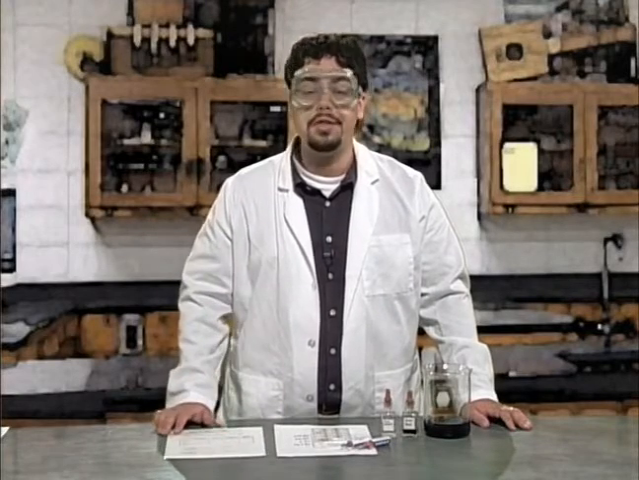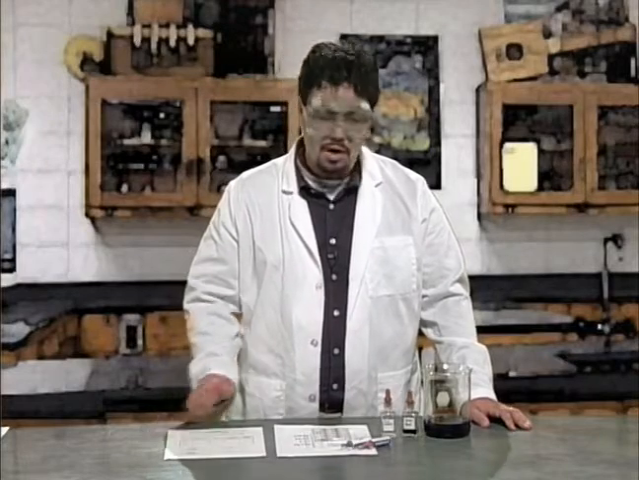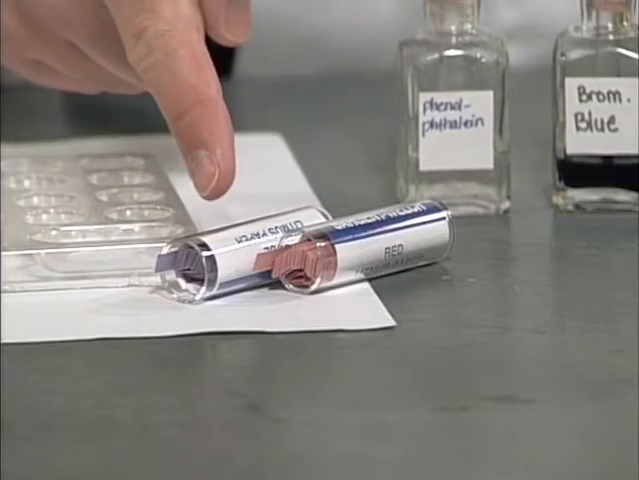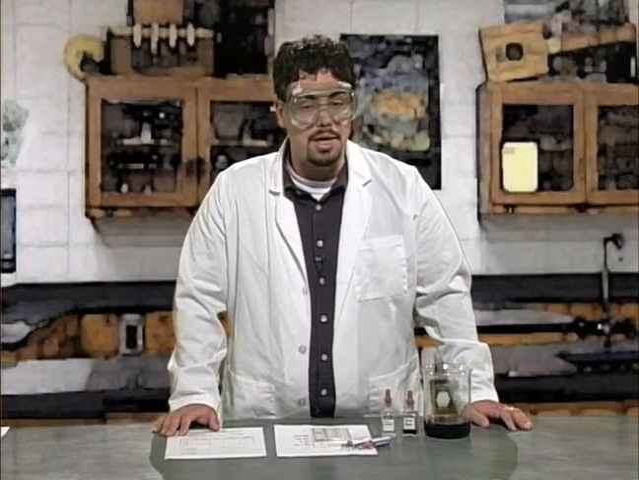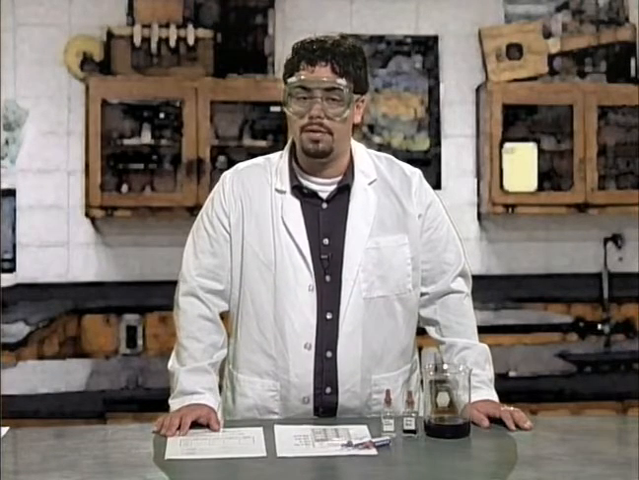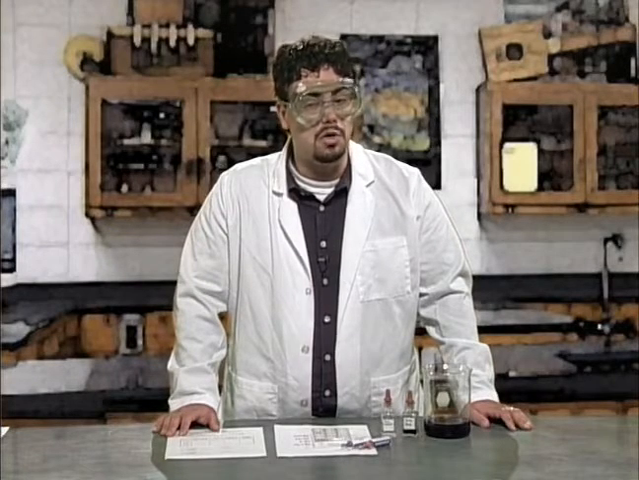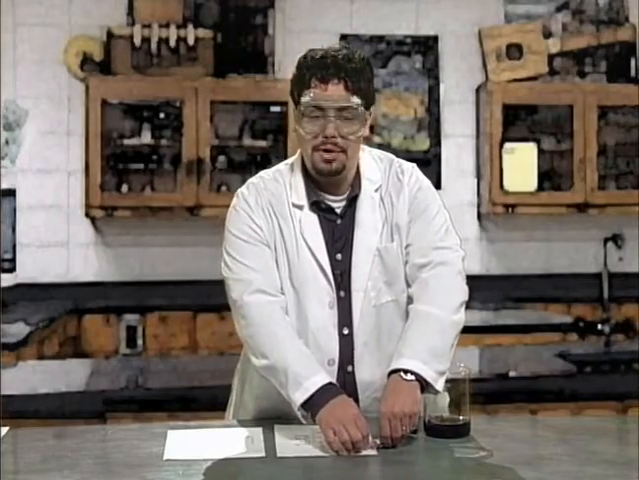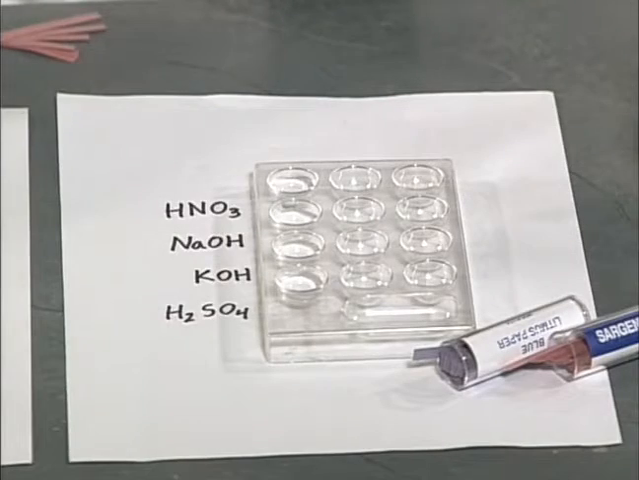First, we are going to test each of the acids and bases with litmus paper. There are 2 types of litmus paper, red and blue. In your chart, write R arrow B if the red paper turns blue, B arrow R if the blue paper turns red, and NC if there is no change. I'm going to start by putting both pieces of litmus paper into the HNO3. Record the color change.